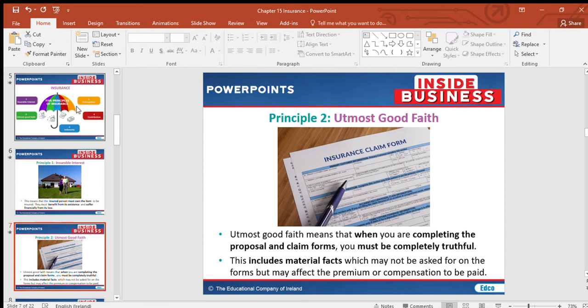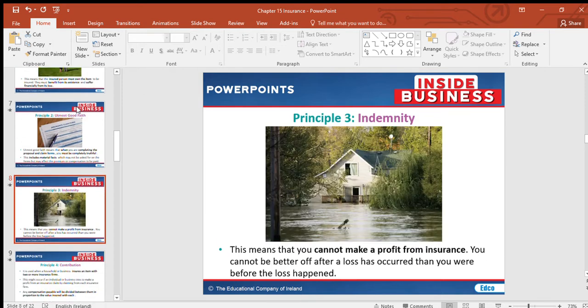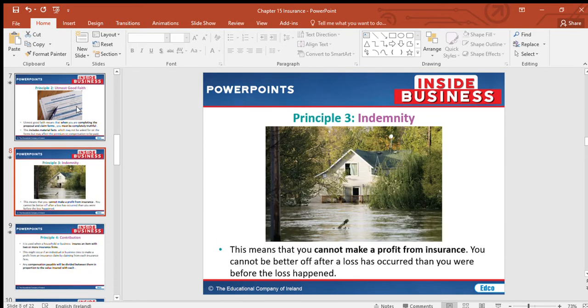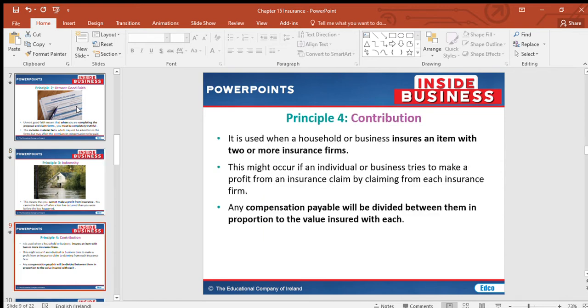Utmost good faith is that you basically tell the truth on both proposal and claim forms. You will not hold back any information and not include anything which is seen as a material fact, such as, for your health form, you have to state previous health conditions or surgeries or anything like that. You're not going to withhold any information. Indemnity, you cannot make a profit from insurance.